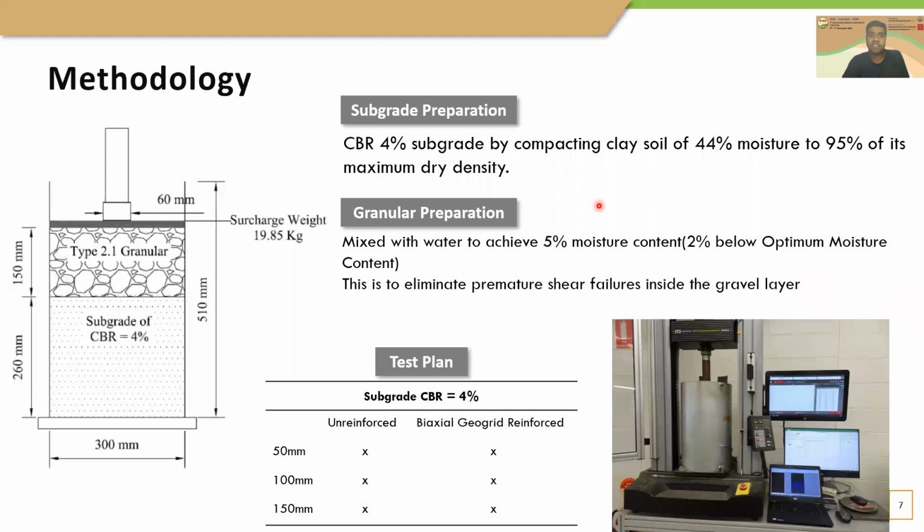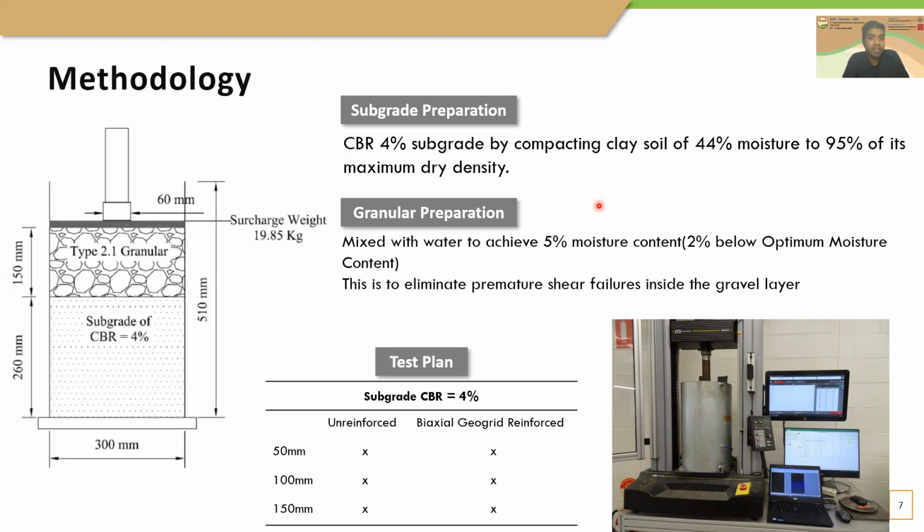So we created test sections by compacting a subgrade to a certain thickness at the bottom of the mould. The subgrade was prepared for CBR 4% by compacting the clayey soil at 44% moisture to a 95% degree of compaction. That combination was defined based on a lot of trial and error.